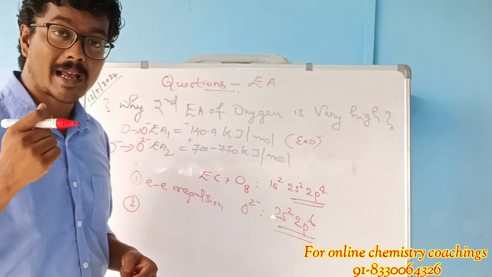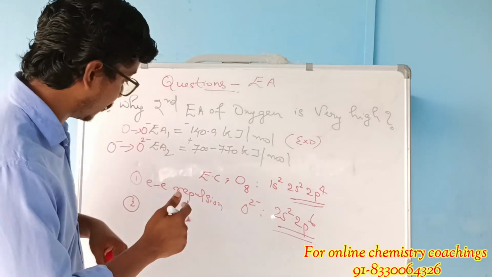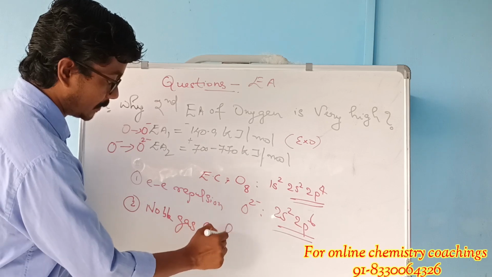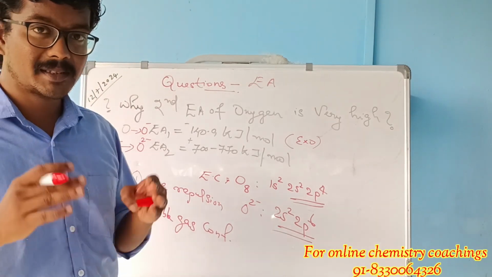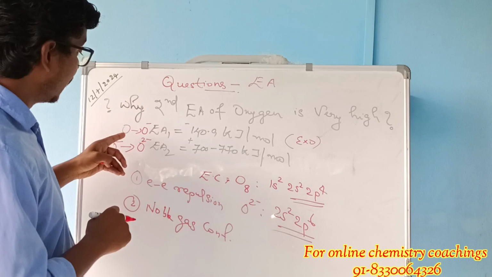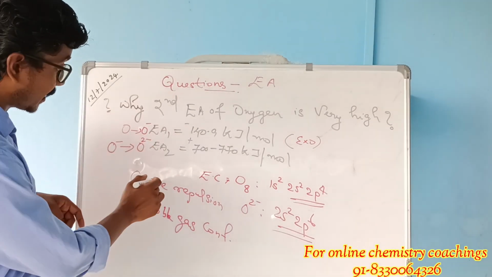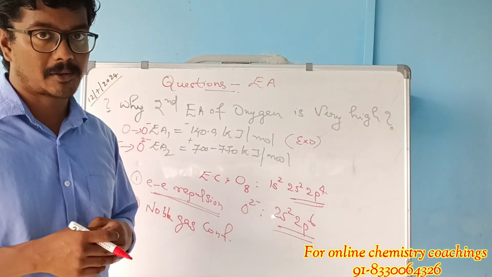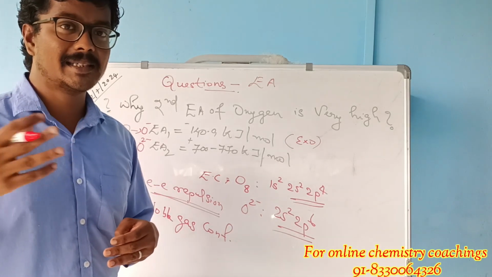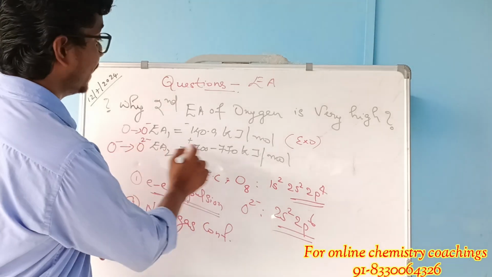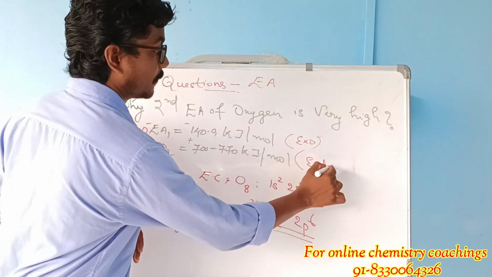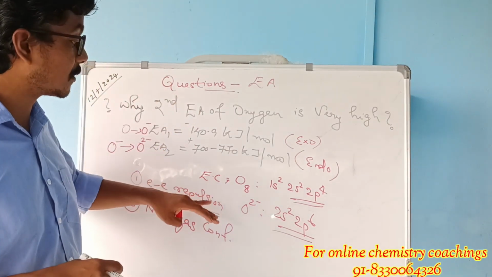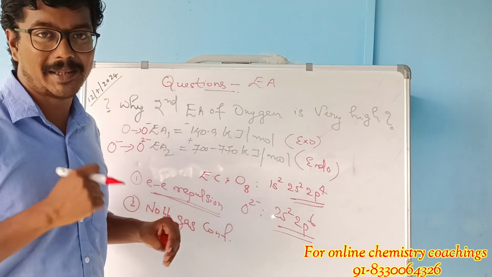So there is a tendency to acquire the noble gas configuration. The noble gas configuration is a very stable configuration. So we have to overcome this electron repulsion at any point of time. So an external energy has to be supplied. That's the reason why EA2 is endothermic. We have to give some energy to overcome this electron repulsion to accept the incoming electron.